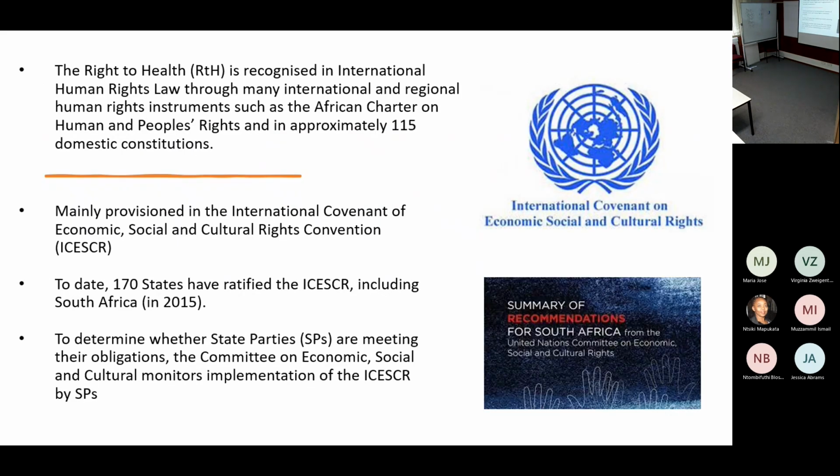The right to health is recognized in international human rights law through many international and regional human rights instruments in the United Nations, such as the African Charter on Human and Peoples' Rights, and in approximately 115 domestic constitutions, including the South African Constitution as well. However, it is mainly provisioned in the International Covenant on Economic, Social and Cultural Rights, the ICESCR, within the United Nations human rights system.